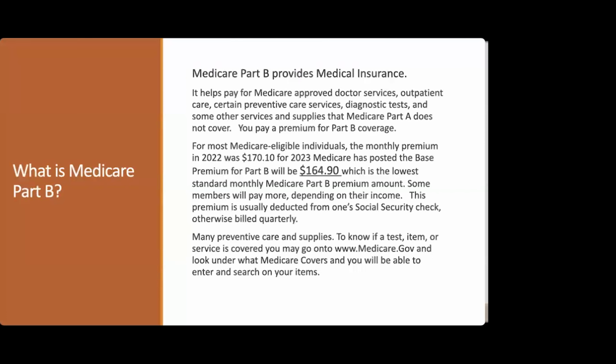All right. So Medicare Part B is one of the types of costs. Actually, it is the type of cost with Medicare that everybody has to pay for. So if you are enrolled in Medicare, which you will have to be eventually, the Medicare Part B cost is there, and it scales based on income. So what is Medicare Part B? It helps pay for Medicare approved doctor services, outpatient care, preventative care services, diagnostic tests, and some other services and supplies that Medicare Part A does not cover.